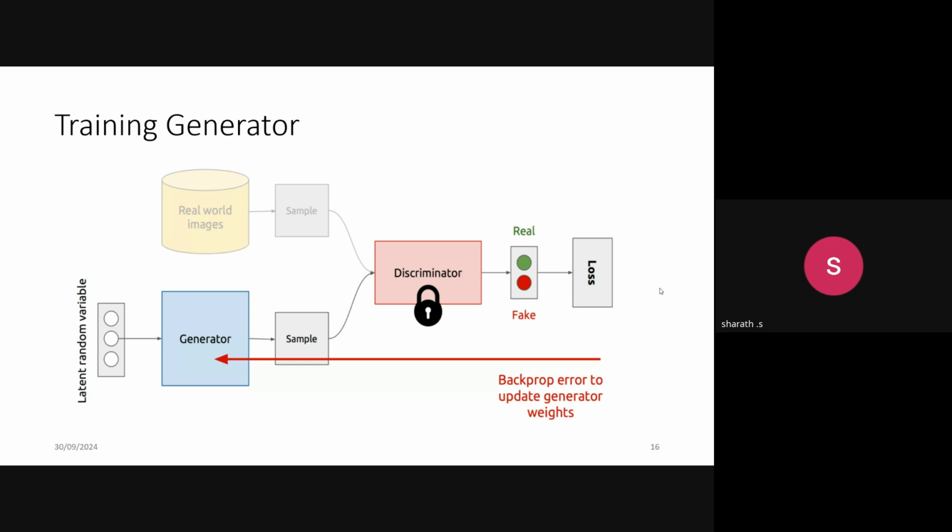If it is real, it gives a 1. If it is fake, it will give a 0. And the error with respect to the weights is back propagated, so that the generator can improve the quality of the fake data it produces.